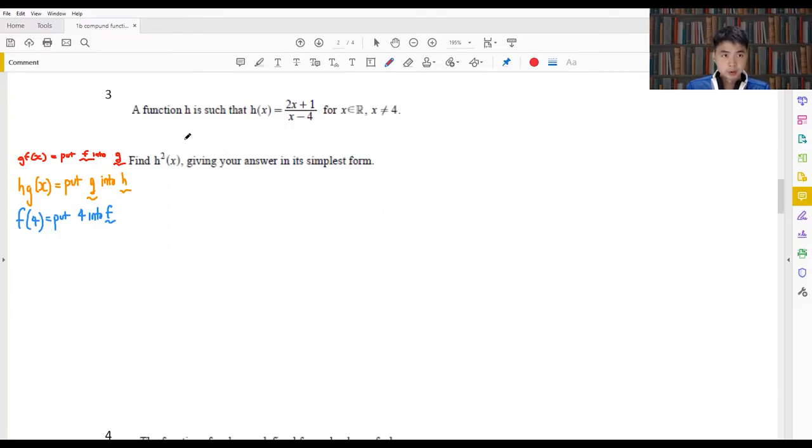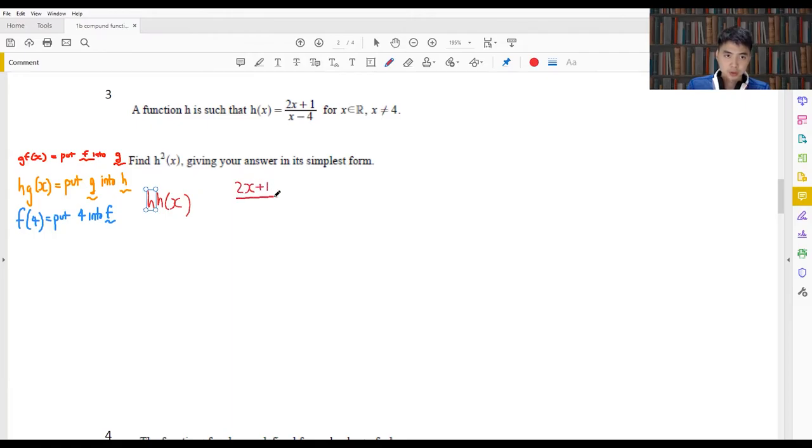Looking at another example of the question, a function h is such that h(x) is equal to 2x plus 1 over x minus 4. Find h squared of x. A lot of times students will make the mistake of squaring this number here. That's not the case. In this case, h squared of x actually means h(h(x)), meaning you put h back into h.